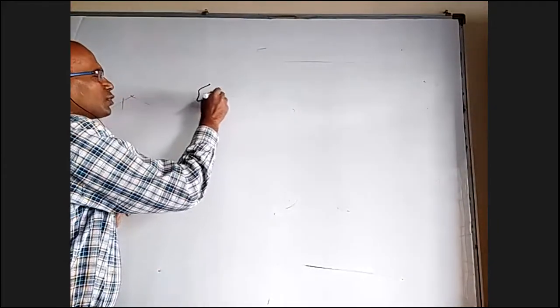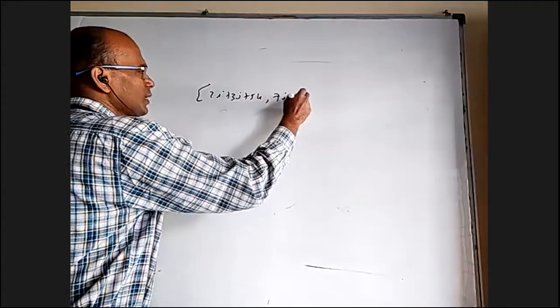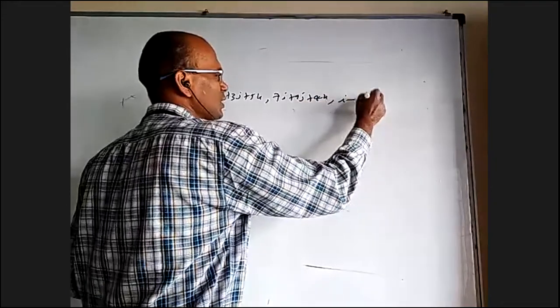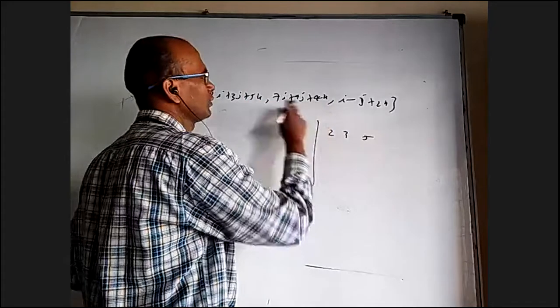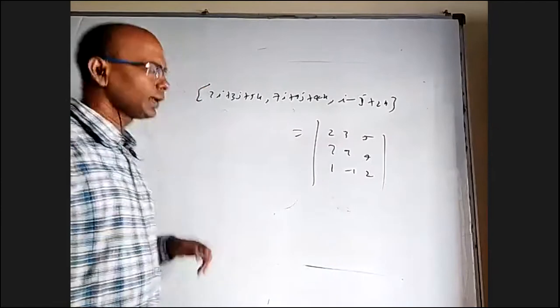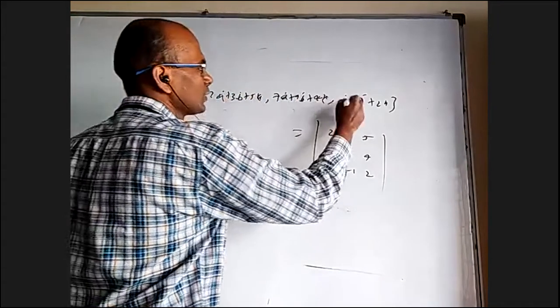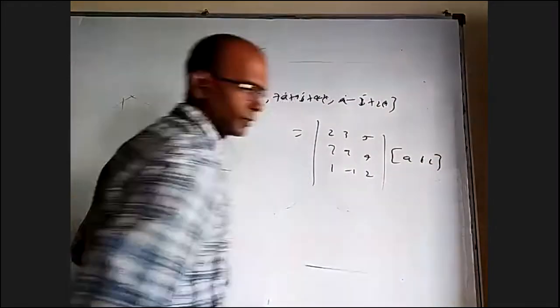If I have 2i plus 3j plus 5k, 7i plus 9j plus 4k, and i minus j plus 2k, we write this simply as 2, 3, 5, 7, 9, 4, 1, minus 1, 2. Instead of ijk, if I have a bar, b bar, c bar here, a, b, c here, then we will write it as box abc.